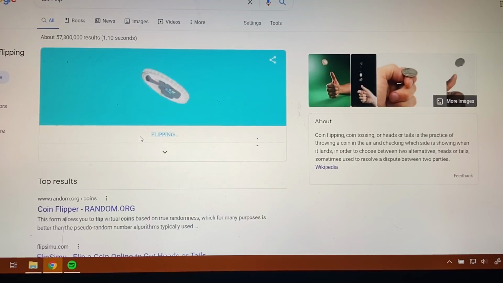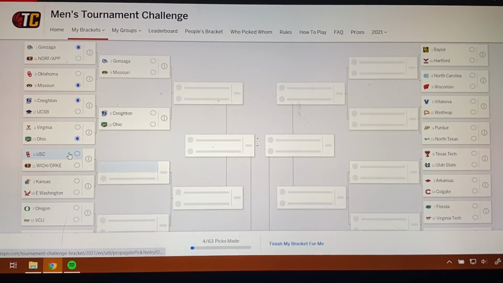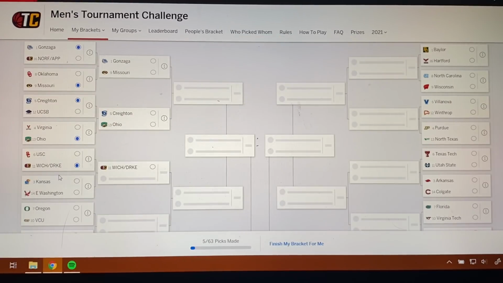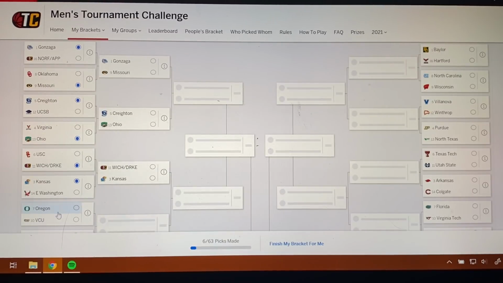Another way to look at it, especially for these first round matchups, if the lower seed is tails, it's going to be an upset. So we have the winner of Wichita State and Drake upsetting USC here. So Kansas versus Eastern Washington. This one could be huge if it's tails. We have Kansas moving on as the 3 seed there. So up next we have Oregon versus VCU. Who do we have? We have VCU as the 10 seed beating Oregon.